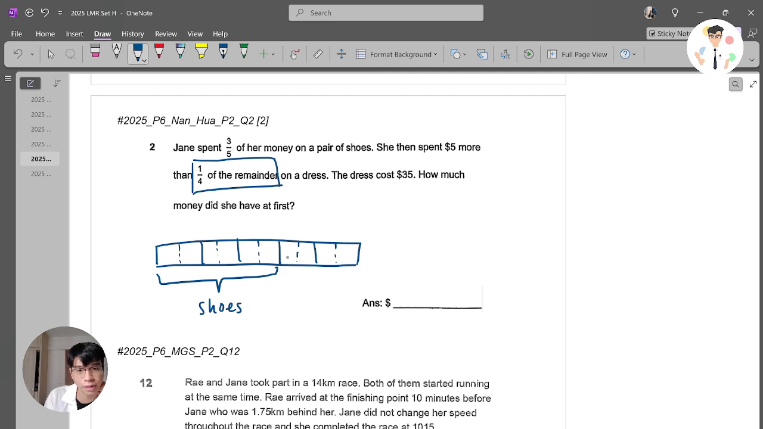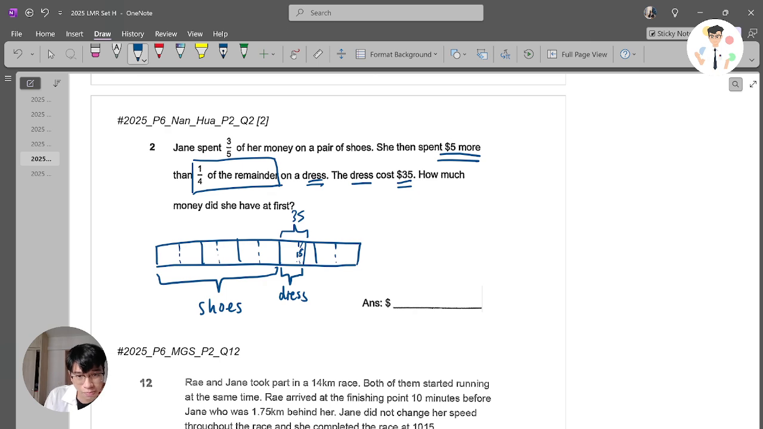So 1 out of 4 of this is on dress. But don't forget they use the word 5 more. So it means that dress is like 1 and extra 5 more. Okay, so this is on dress. Okay, now the question says what? The dress costs $35. Means that this part is 35.